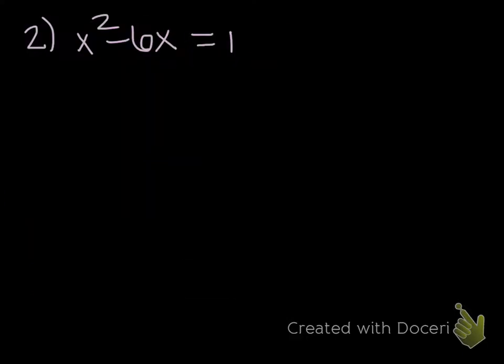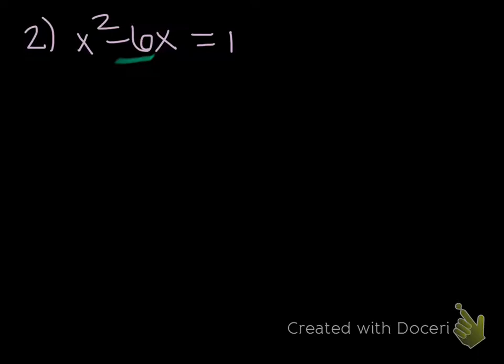So let's try another one. Again, my a value is positive, my b is even, so this is ideal to use. If I were to subtract that 1 over, again, this problem would not be factorable, so I would not be able to proceed that way. So we're going to attack this with completing the square.